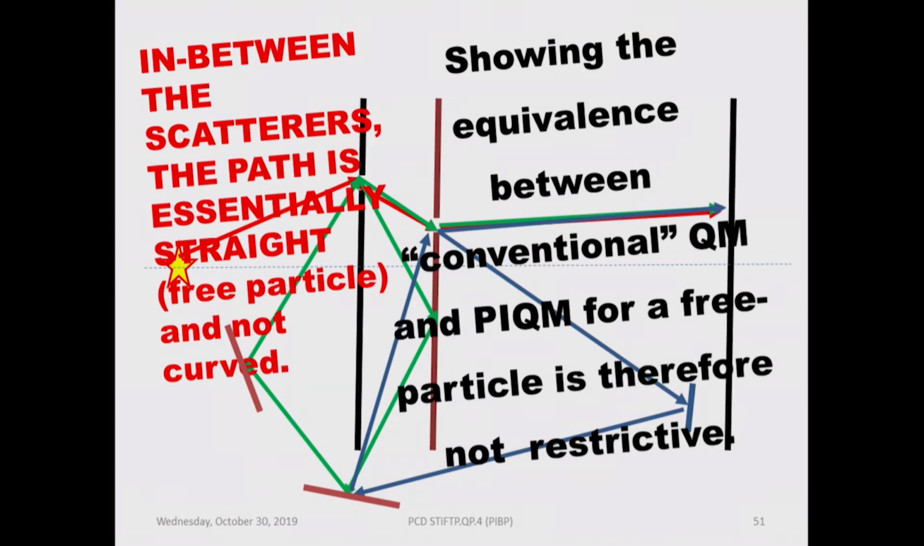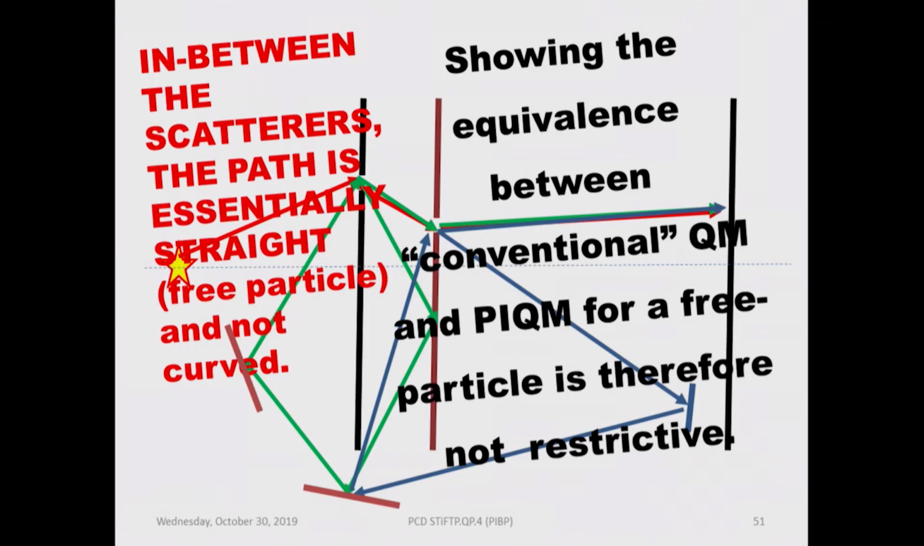Now, it is not a restriction that we are going to show this just for free particles, because the Feynman particles do travel as free particles in between quantum scatterers. Okay? So the path between two scatterers is essentially straight, and they are traveling like free particles. So I believe that the choice to demonstrate the equivalence for free particles is therefore not restrictive, because in between the scatterers they do propagate essentially as free particles. So that sort of generalizes it, rather than worry us as if we are demonstrating it only for a special case.